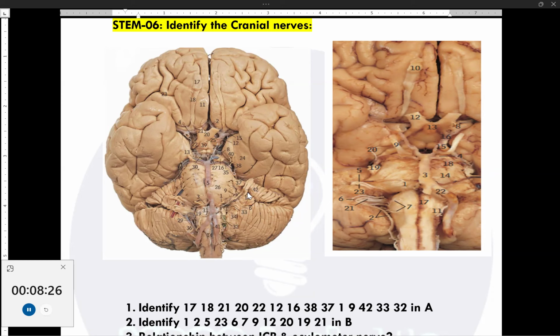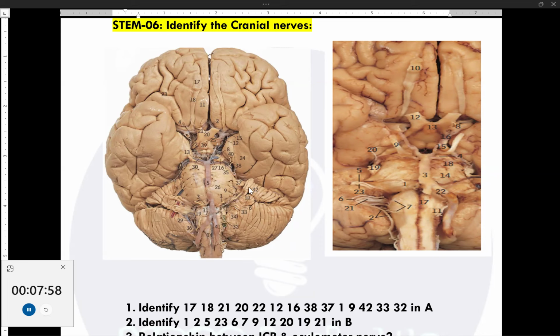Sorry, vestibulocochlear and facial. So what is number 9? Number 9 is facial nerve. 42 is vestibulocochlear. Excellent. So these three nerves, 9, 42 and the trigeminal, arise from the pontomedullary junction. Remember, the pontomedullary junction. So what is number 37 then? 37 is the trigeminal nerve. Excellent.